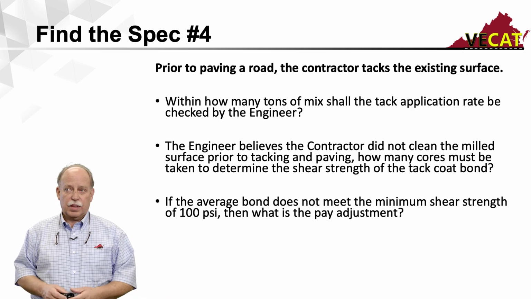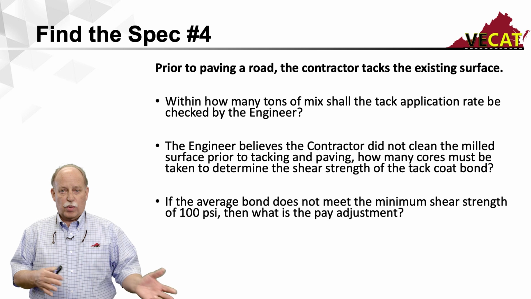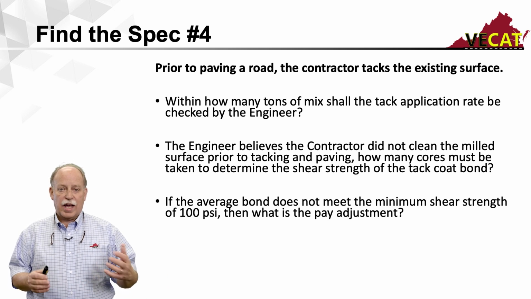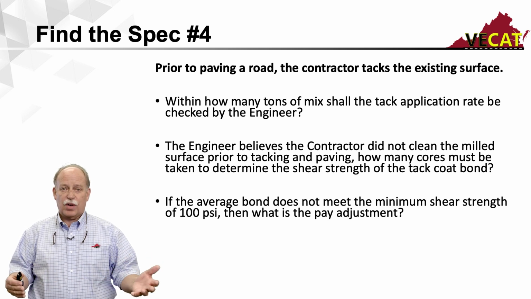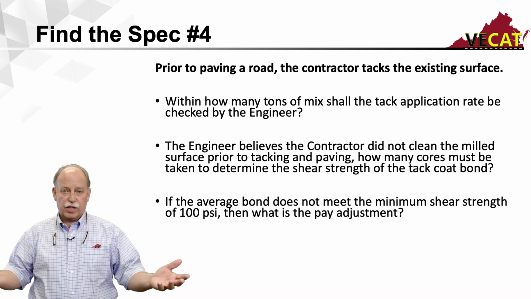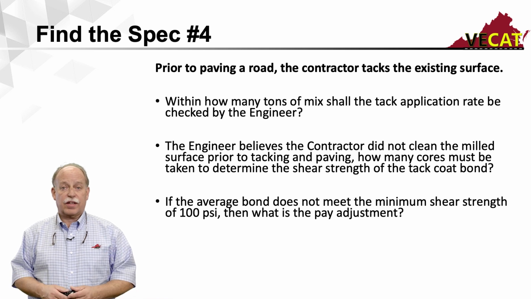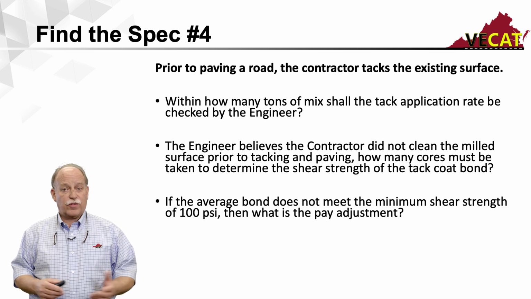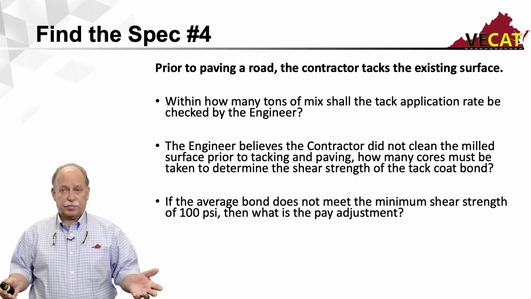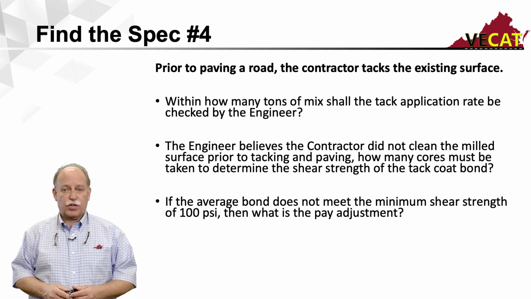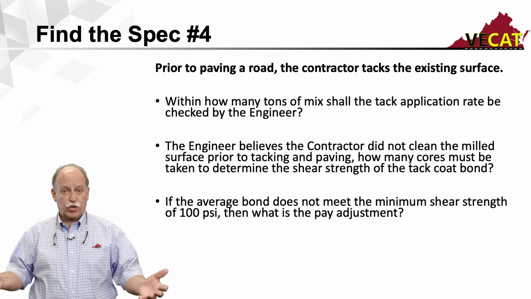So question number 4. Prior to paving the roadway, the contractor tacks the existing surface. If you remember, we had a presentation on tacking. Now, within how many tons of the mix being placed shall the tack rate be checked by the engineer, or in this case, most likely the inspector? So within how many tons, once you start, when do you need to take that first test? The engineer believes, though, after it's done, that the contractor didn't clean that milled surface well enough before tacking and paving. How many cores must be taken to determine if the shear strength of that tack coat bond meets the requirements? How many cores do you have to take?